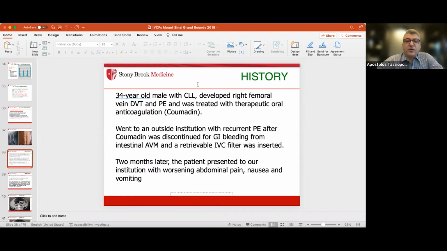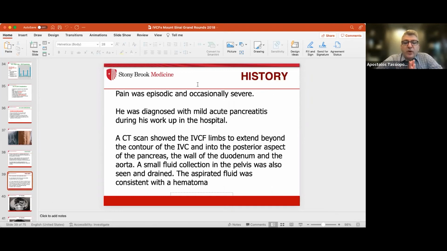And I am not going to continue with these cases, but I want to show you this one case. This is a 34-year-old male who developed a right femoral vein VTE. He has chronic lymphocytic leukemia. He had pulmonary embolism. He was treated with therapeutic anticoagulation. And after a recurrent DVT, he went to an outside institution where they placed a retrievable inferior vena cava filter. He came to us 2 months after that insertion, complaining of worsening abdominal pain, nausea, and vomiting. The pain was episodic, occasionally severe. He was diagnosed with mild acute pancreatitis, and then he had a CT scan that had some interesting findings.